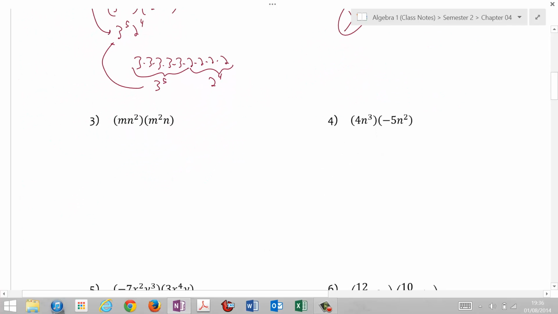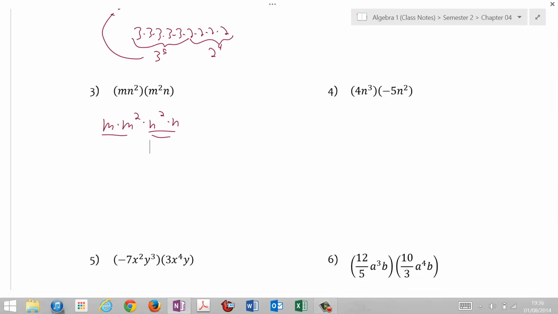For number 3, it doesn't matter how these are organized. Remember, we have the associative property and the commutative property of multiplication. So really, I'm going to put this together as m times m squared, then n squared times n, and put these things together so I can see what's really going on. m times m squared is m to the 3rd power, and n times n squared is n to the 3rd power. That's the simplified version.